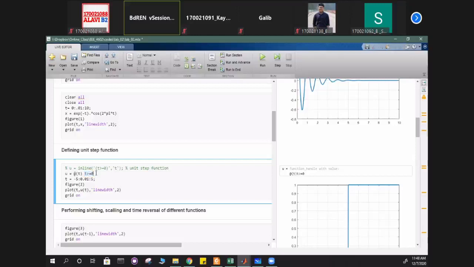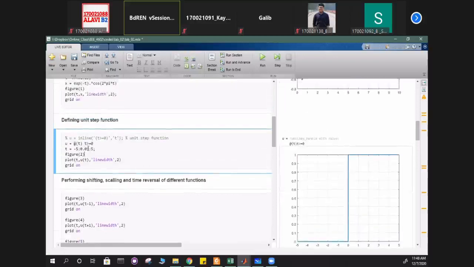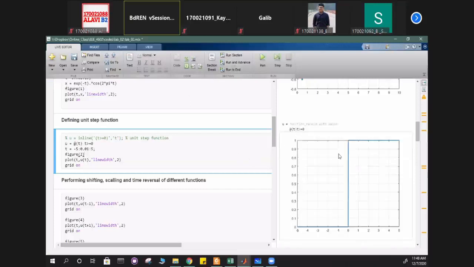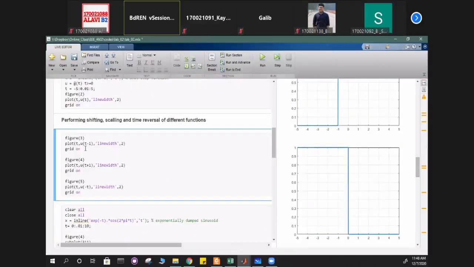So just these two. There can be other ways to represent unit step functions, but this is a simpler way: just giving a logical function. I have the t variable, and I'm just using the logic that this t is greater than or equal to 0. That means whenever it is less than 0, it will give 0, and whenever it is equal to or greater than 0, it will give 1. So if we just run this section, then I can do this.